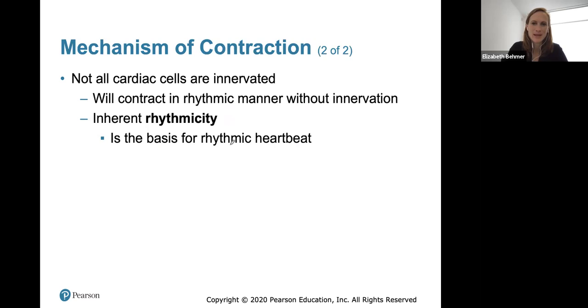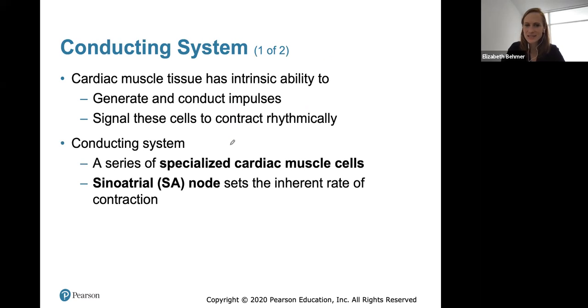The conducting system of the heart: the cardiac muscle tissue has the intrinsic ability to generate and conduct its own electrical impulses.